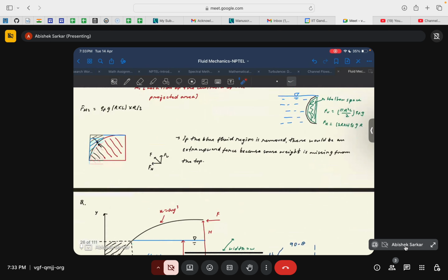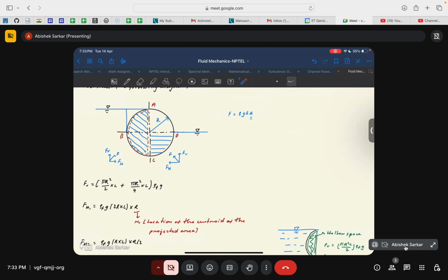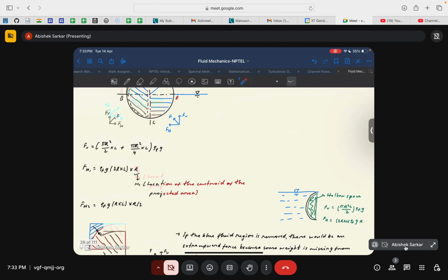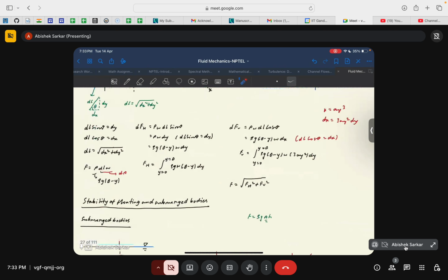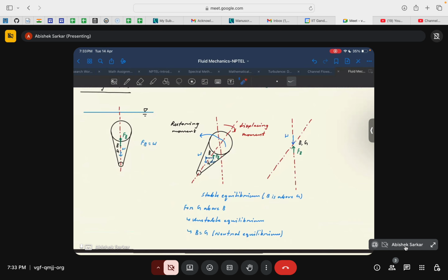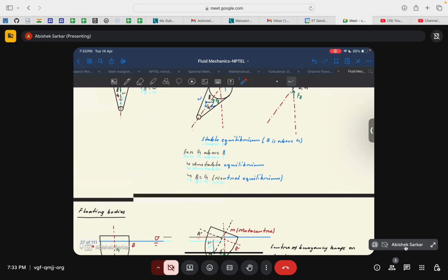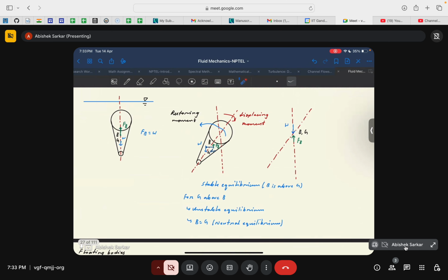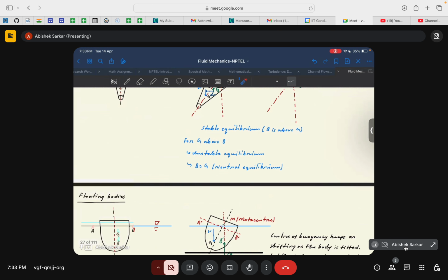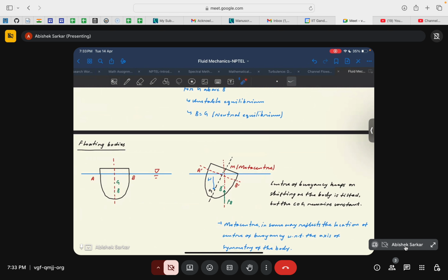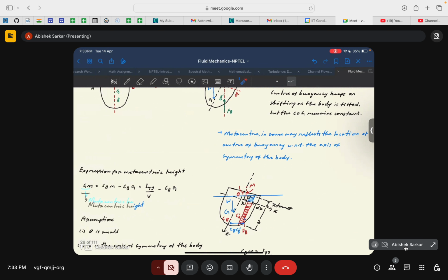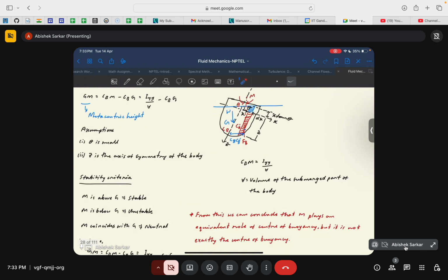Then we discussed the hydrostatic forces acting on submerged bodies. Again, that can be seen here, along with the stability of submerged bodies and floating bodies. In the case of submerged bodies, the primary governing factors for stability were the location of the center of gravity and the center of buoyancy. But in the case of floating bodies, the governing factor was the location of the center of gravity and primarily the metacenter.